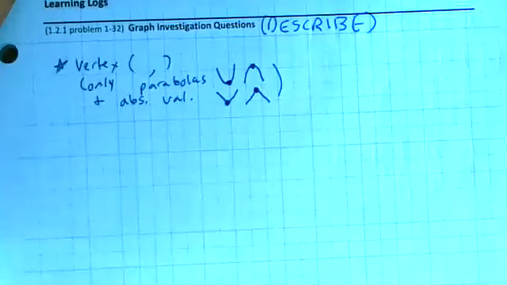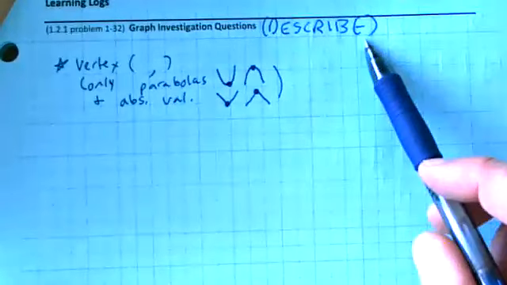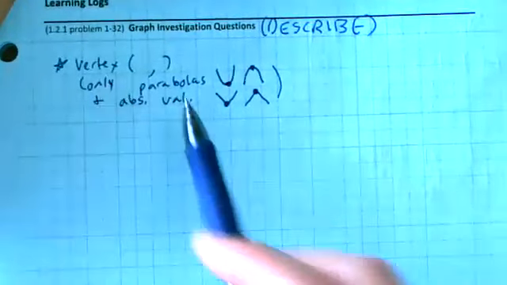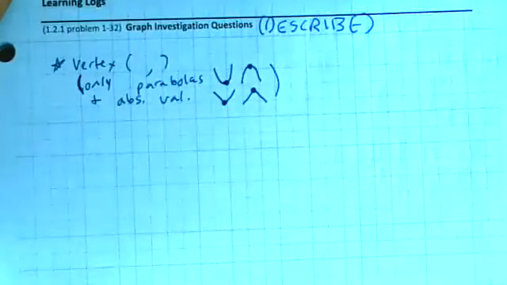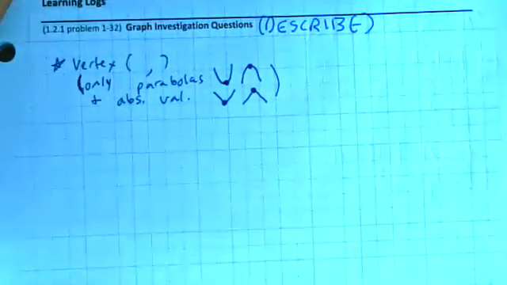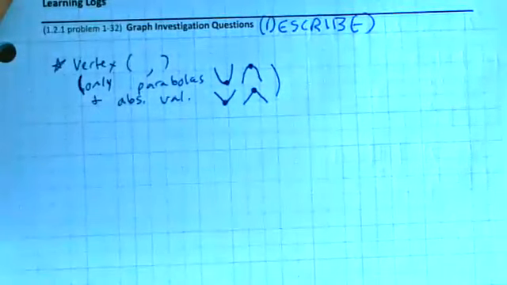All right, so if we're asked to describe a graph, we want to look to see if it has a vertex, only for parabolas. There's a parenthesis in front of it. Only for parabolas and absolute value graphs. What's something else that we look for when we're describing a graph? What else did you just practice a minute ago? Max and min.